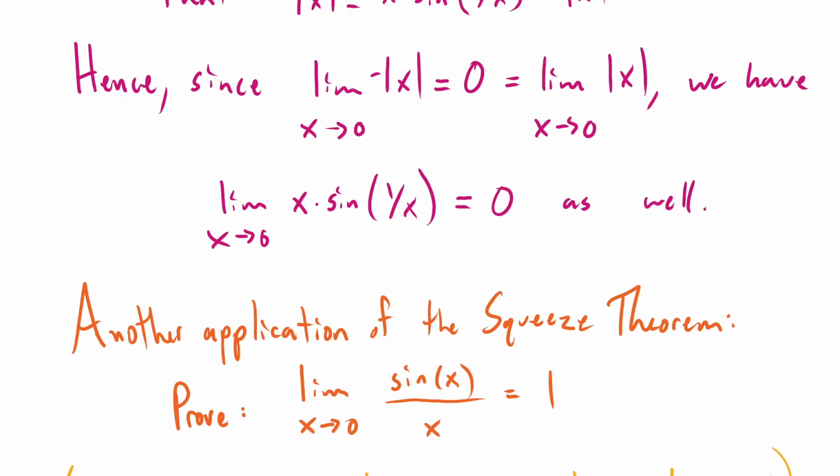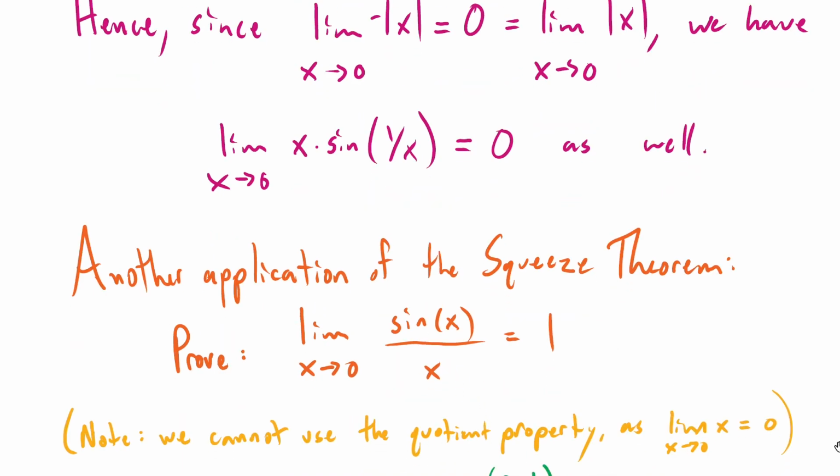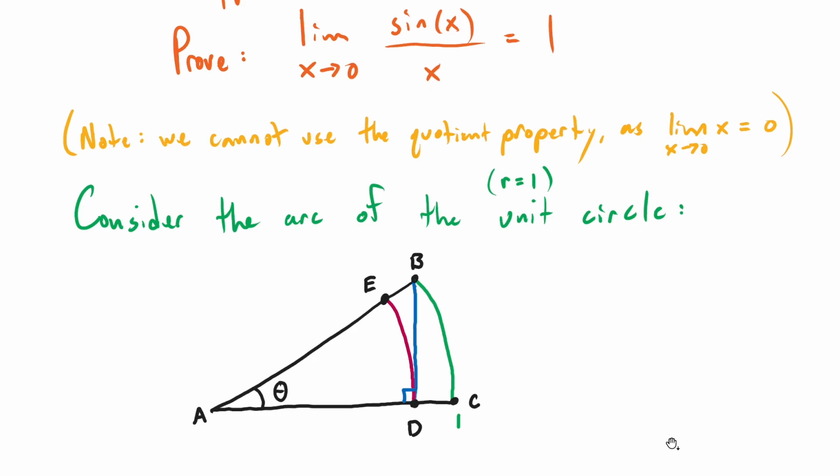Let's look at another application of the squeeze theorem in order to prove what we've already claimed, which is the limit as x approaches 0 of sine of x over x is equal to 1. Note that we're not really allowed to use the quotient property here, as that would put a 0 in the denominator. The proof is a geometric one.